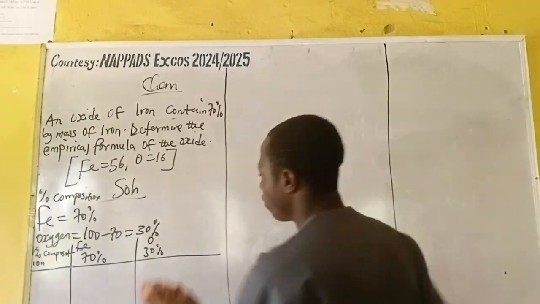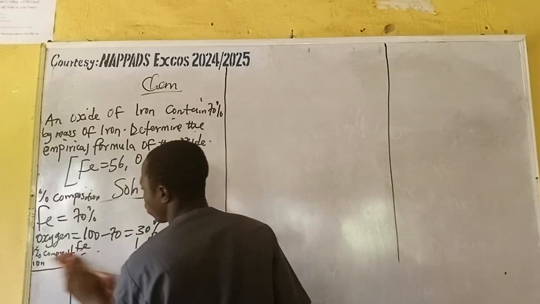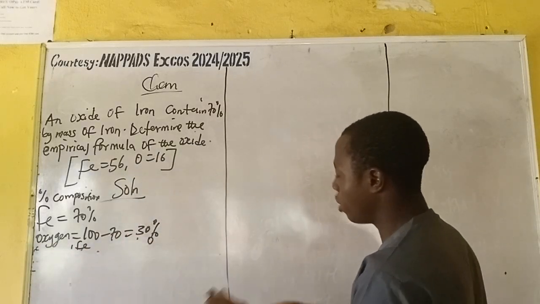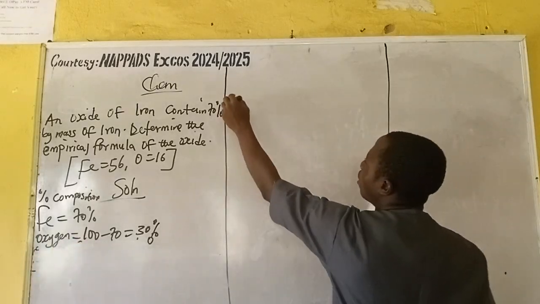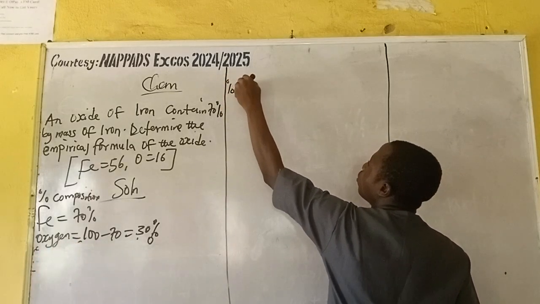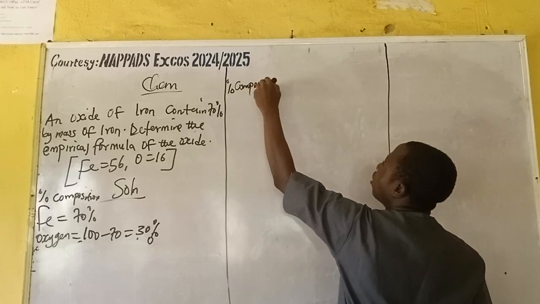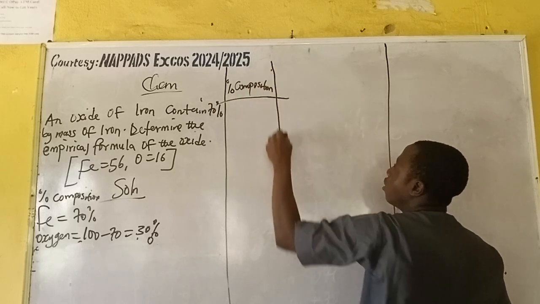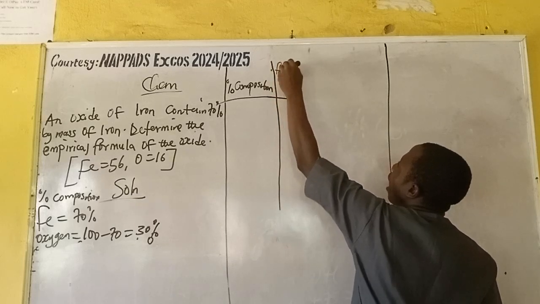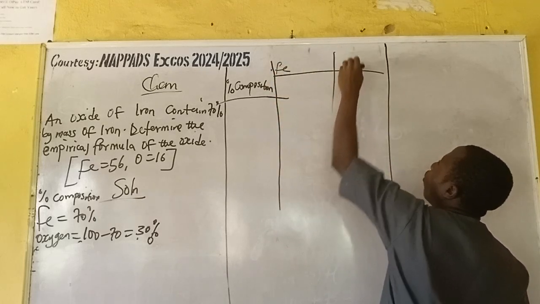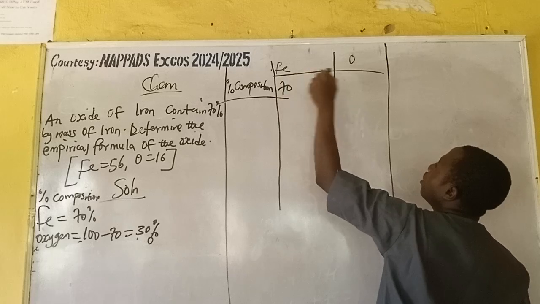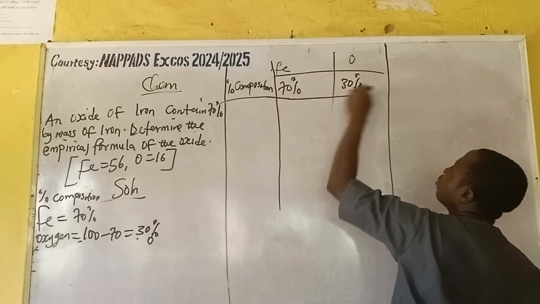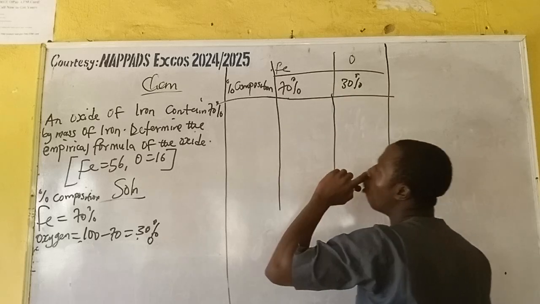Let me move the table to this side because the space is too short for it. I want you to understand the table, see the way I'm going to do it. That is the percentage composition for iron and oxygen. Iron is 70%, oxygen is 30%. Don't stress yourself. Then what is their mole ratio?